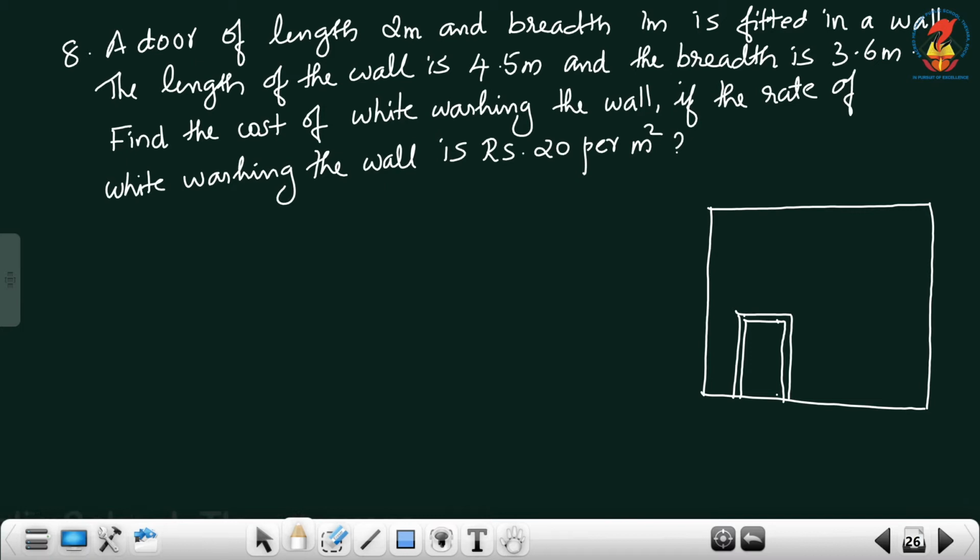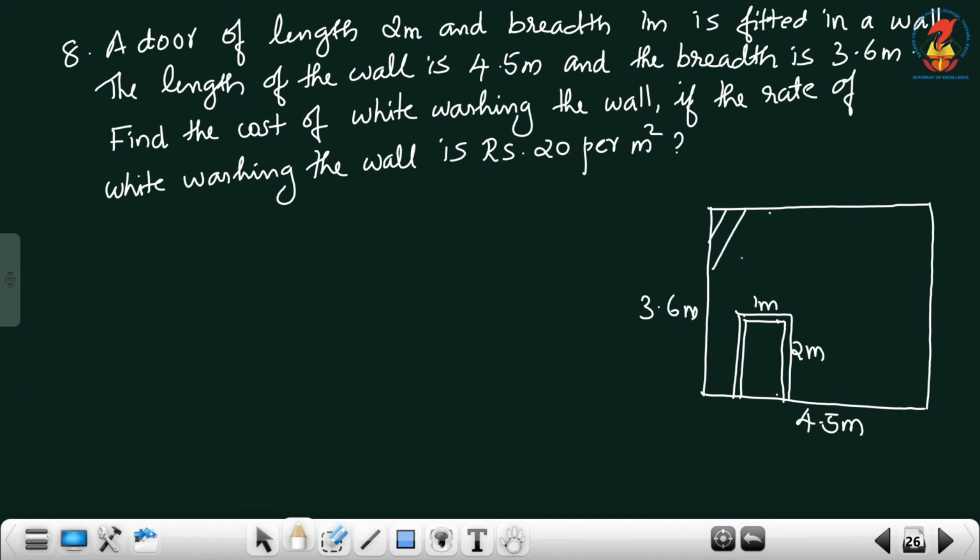Next question. A door of length 2 meter and breadth 1 meter is fitted in a wall. The length of the wall is 4.5 meter and breadth is 3.6 meter. Find the cost of whitewashing the wall if the rate of whitewashing is rupees 20 per meter square. Here, door of length 2 meter and breadth 1 meter. Then wall length is 4.5 meter, breadth 3.6 meter.